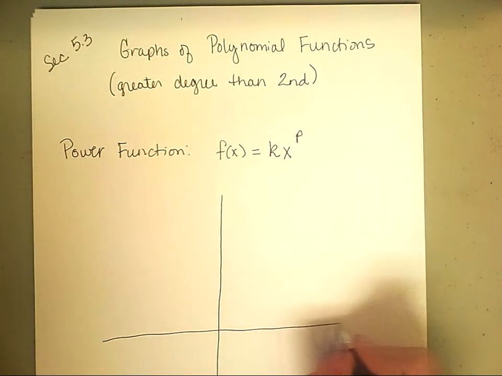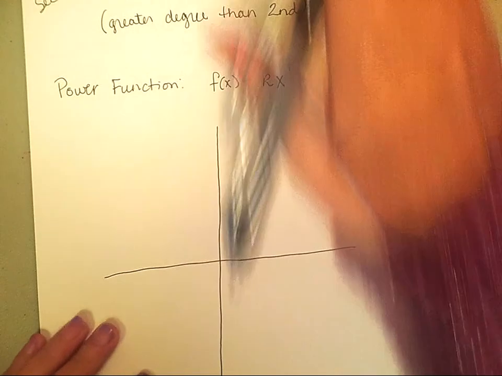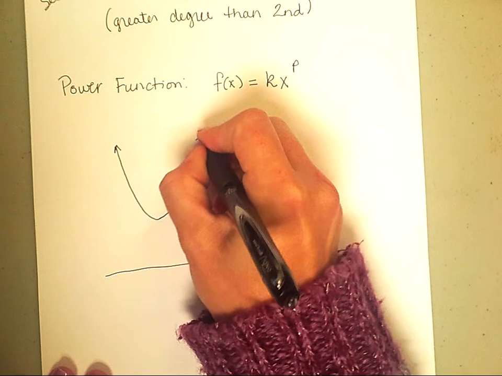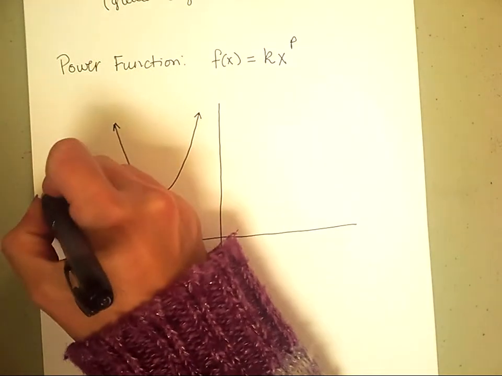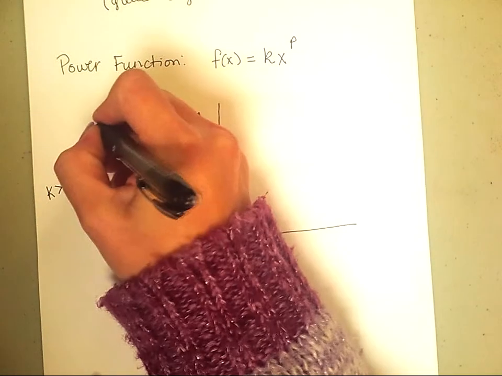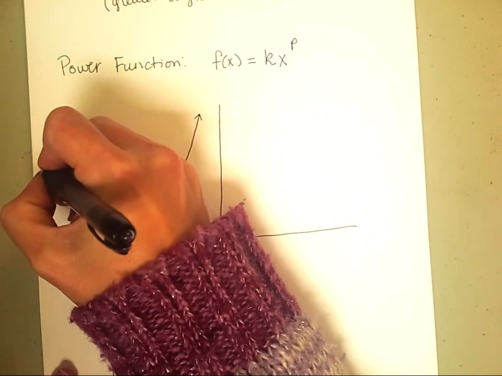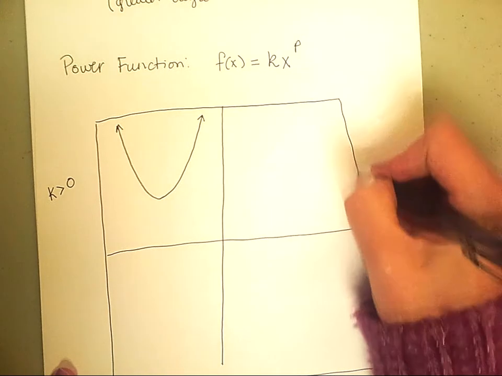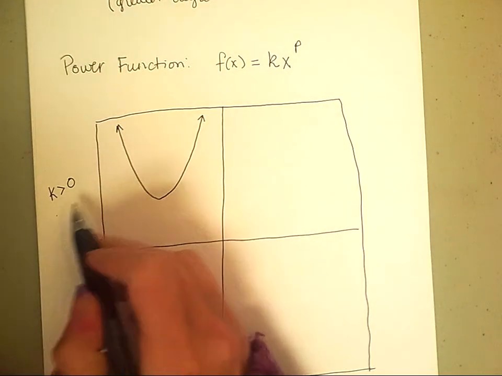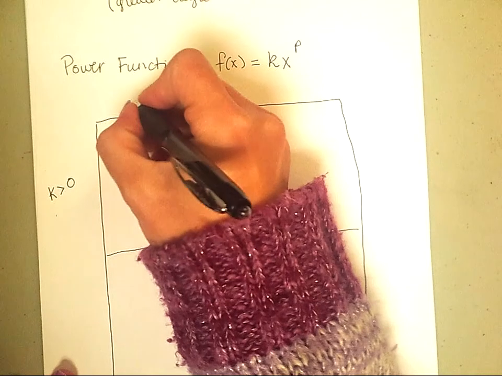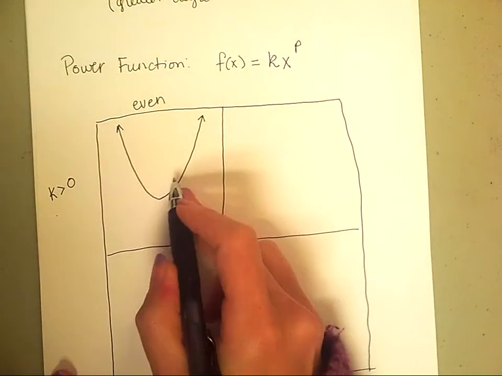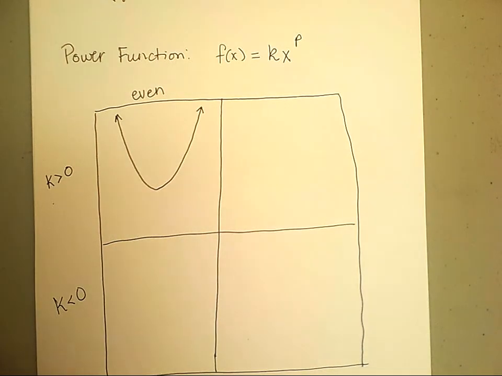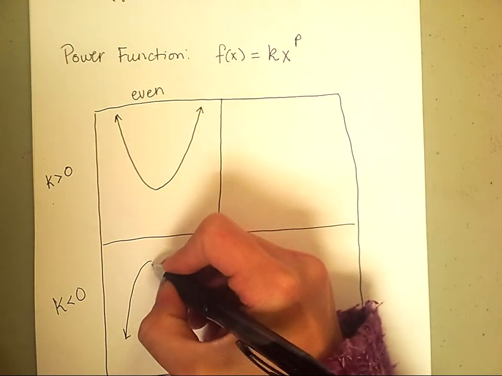Now, the first we saw looked like this. Now, this will happen if k is greater than 0. That is, if we have this positive constant here. Okay. So if we have a positive constant, okay, and it's an even power, then we get a concave up. Now, if the constant is less than 0, that is, if it's negative and it's even, then we'll get the concave down.